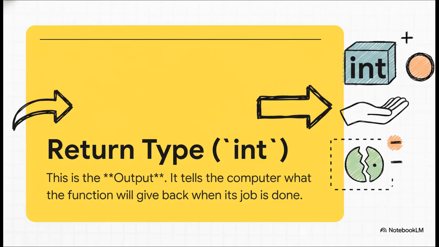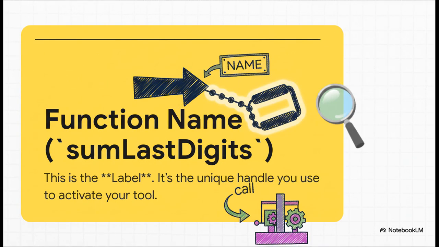First up is the return type. That's the int right at the beginning. You can think of this as the output. It's basically a promise you're making to the computer. You're saying, hey, when this tool is all done with its job, it's going to hand you back a whole number. If it said float, well, it would hand back a decimal. Simple as that.